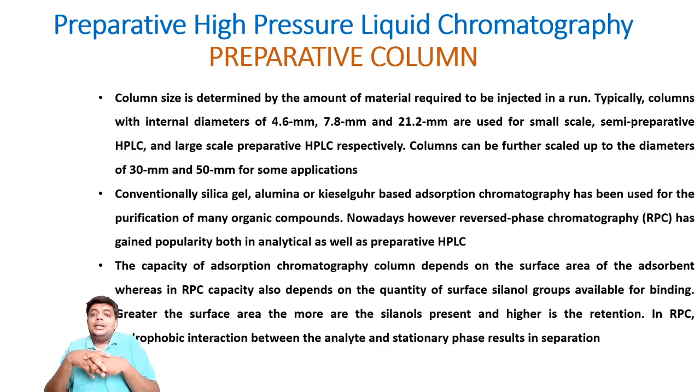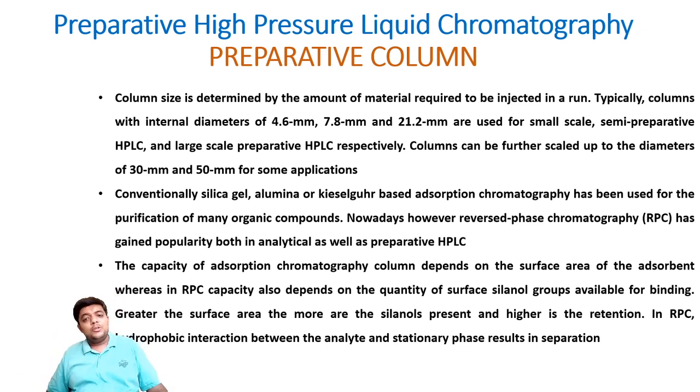Conventionally, silica gel, alumina, and Kieselguhr based adsorption chromatography has been used for purification of many organic compounds. But today, as we all know, reverse phase chromatography has gained the most popularity, let it be analytical or preparative HPLC. So you can write in your notes that RPC, that is reverse phase chromatography, the C18 columns, the C8 columns, the C4 columns are the most popular columns that can be used in both analytical chromatography as well as preparative chromatography.